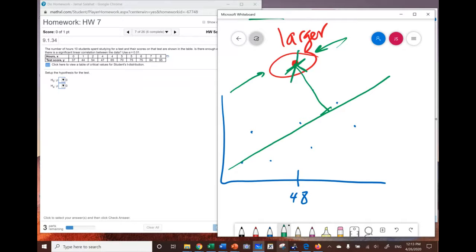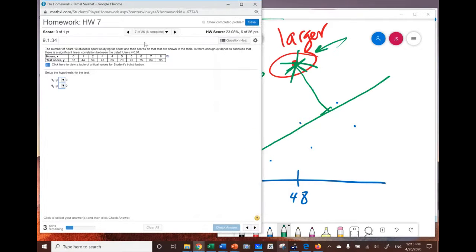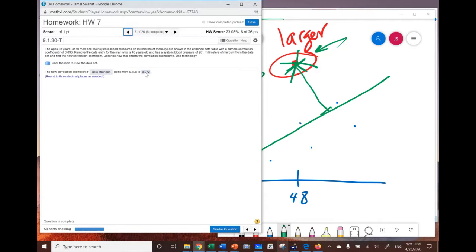So when we remove this outlier, what will happen to the line? The line will have a better R, which is a better representation. It is going to represent the data better. And the reason is because that value is probably a mistake. So let me go back in here. So that's the reason why this number in here gets stronger.